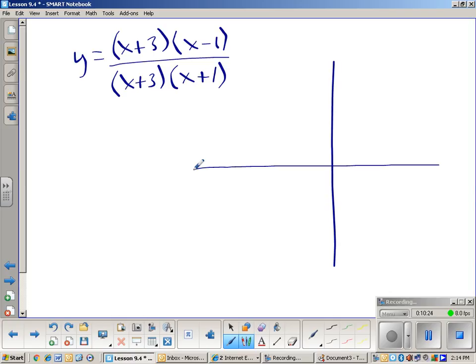And type that in your calculator and work it out. Pause while you do that. If I'm right, you got something that looked like this.